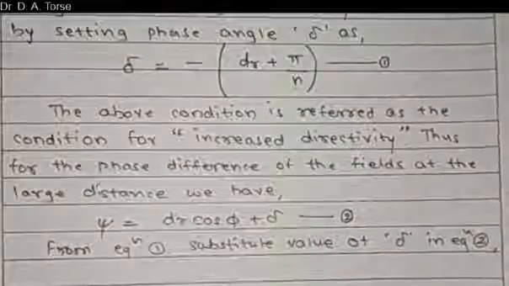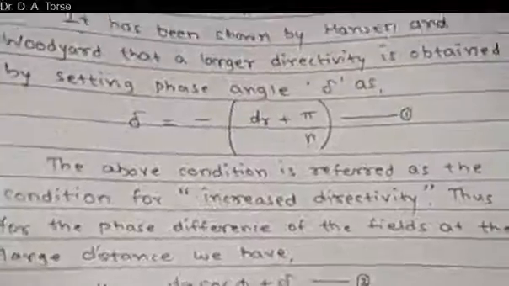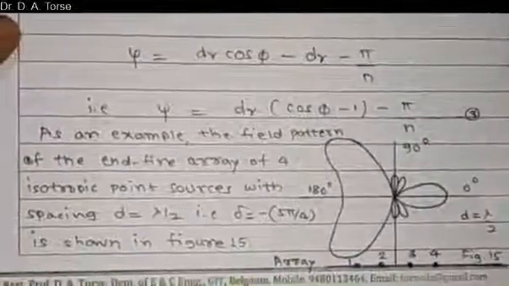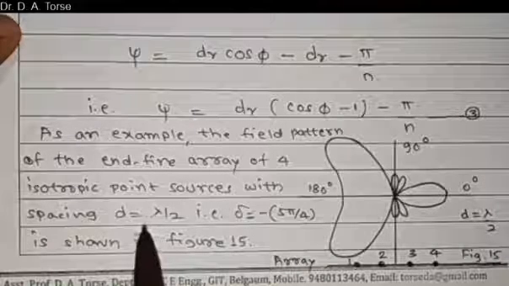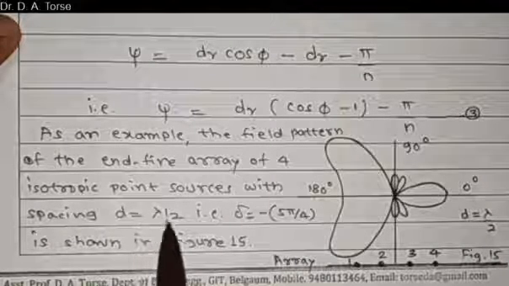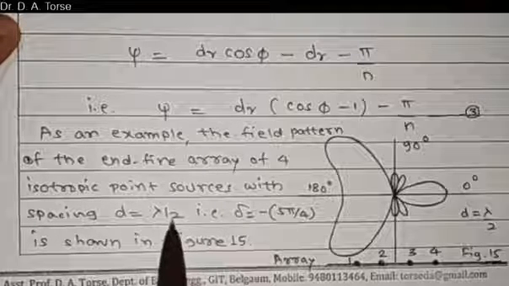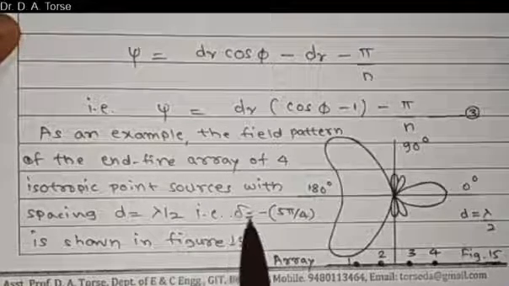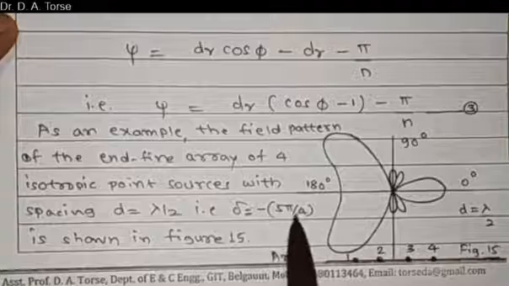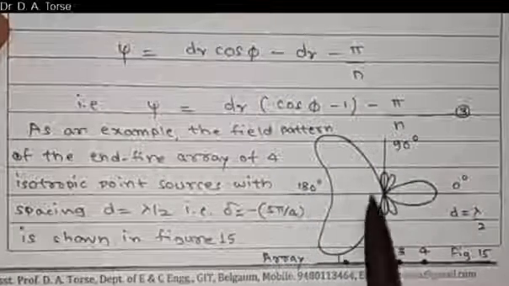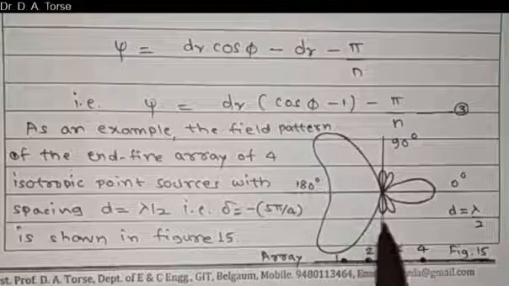Now, in order to compute the maxima, minima and nulls, we take an example of 4 isotropic point sources, and the separation between two elements is lambda by 2. So d is lambda by 2, and for d equal to lambda by 2 we get delta as minus 5 pi by 4, and the radiation pattern that we get is as shown in this figure.